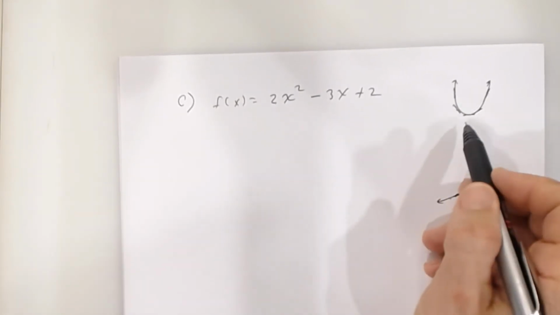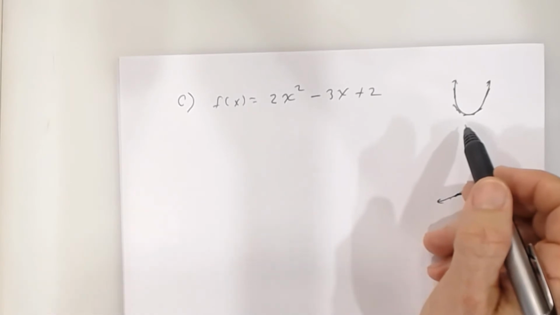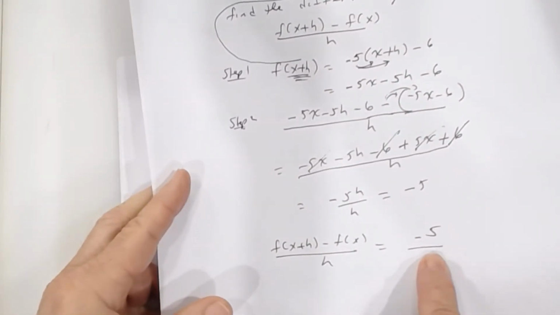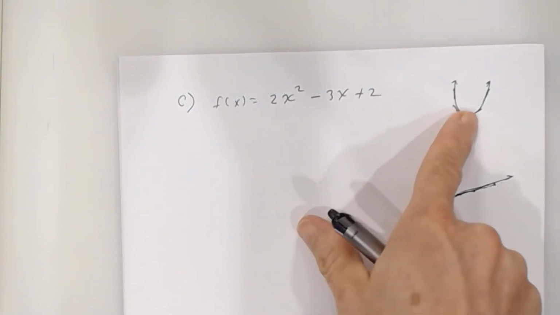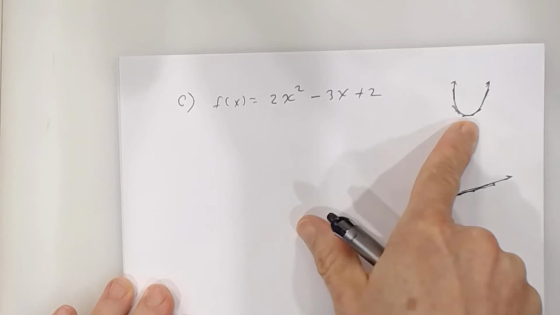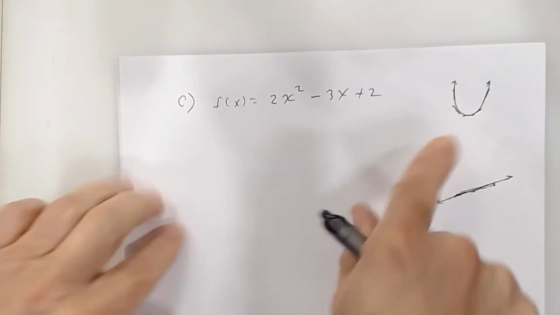Here, you can see what it's going to look like. It is not going to be a number. The answer to the earlier difference quotient was a number. Here, it's not going to be a number. It'll be a variable expression. All right, so let's get started.